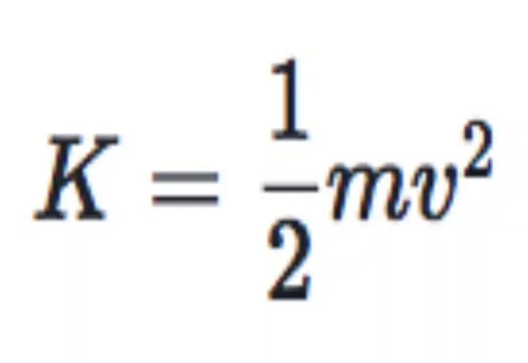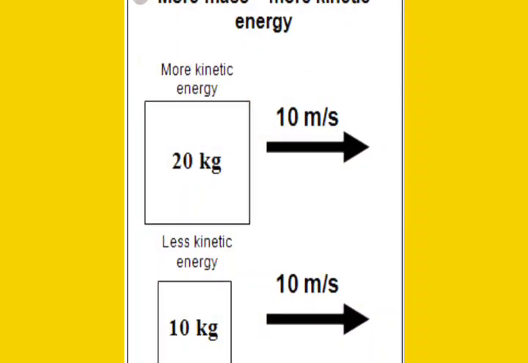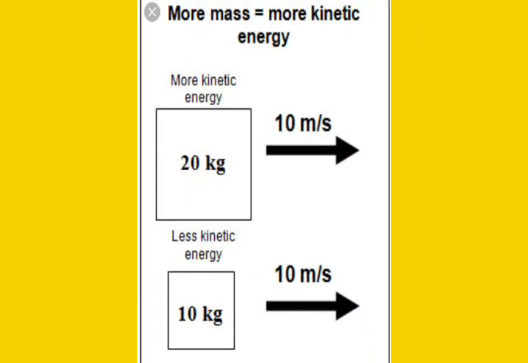Again, from this formula we can find out the factors on which the kinetic energy of a body depends. The first is the mass of the body. The greater the mass of the body, the greater is its kinetic energy. For example, you can see on the screen that for objects with the same velocity but different mass, the object with greater mass has greater kinetic energy, and the object with less mass has less kinetic energy.